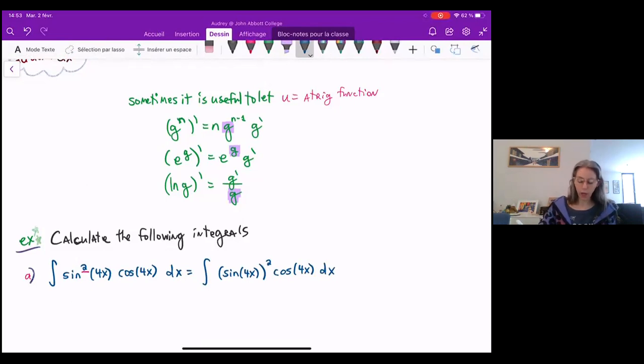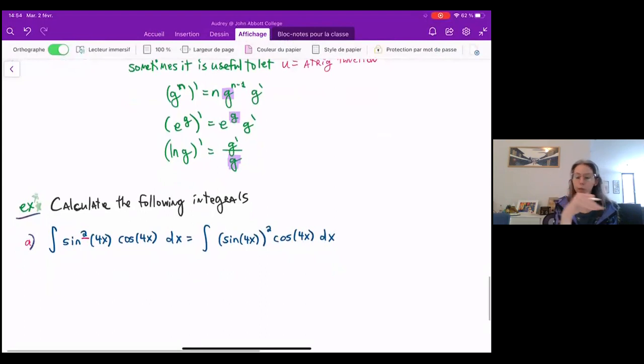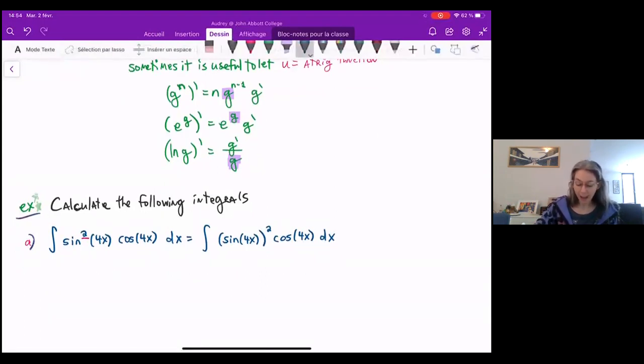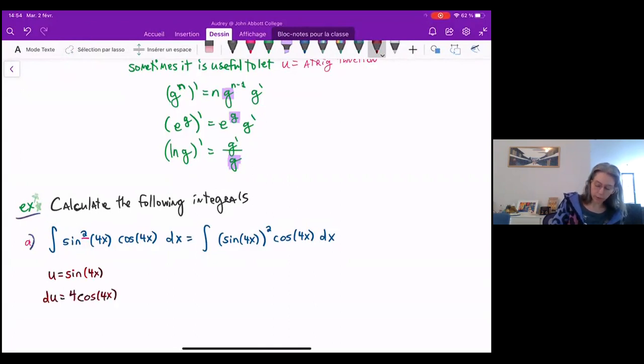So that gives me a clue that a good u here, that I'm probably undoing the first chain rule that we have there, g to the n, and that the thing that's to the power here is sine of 4x. So I'm going to let u equal sine of 4x. And then I have du equal to cosine of 4x times 4, because I have a little chain rule there, dx.